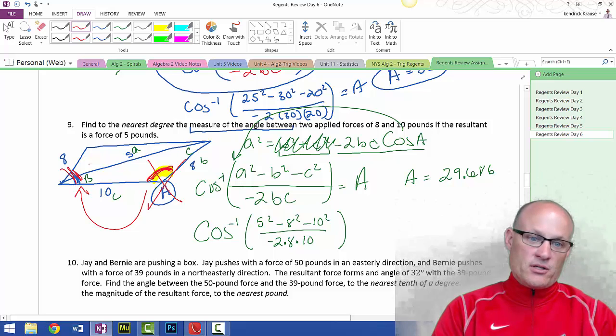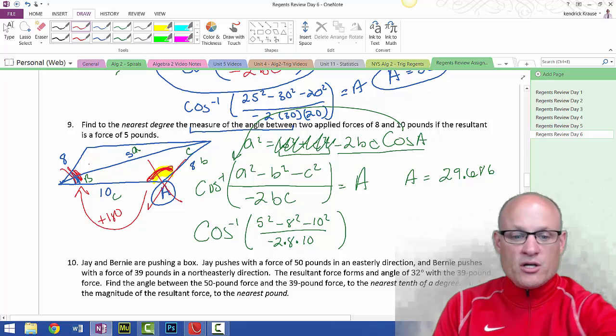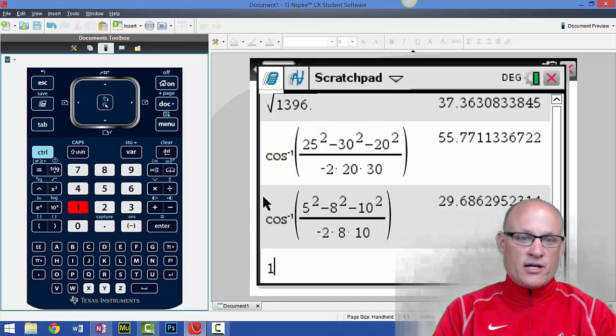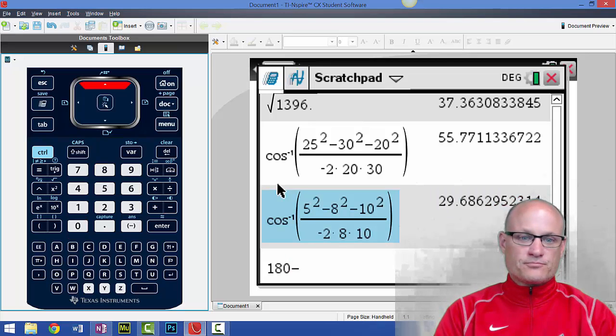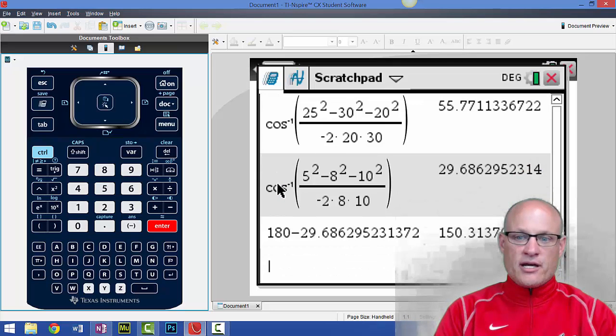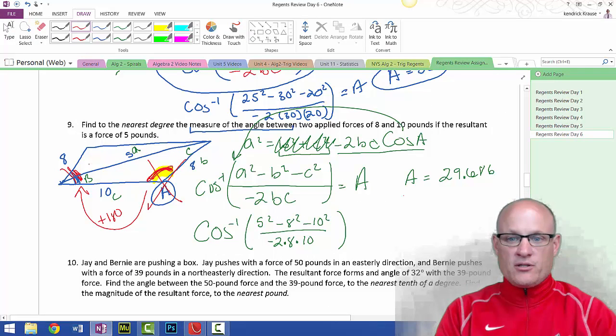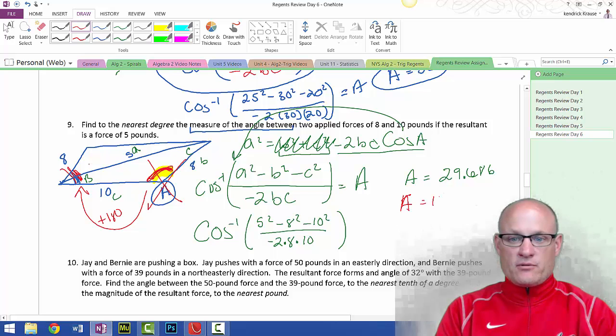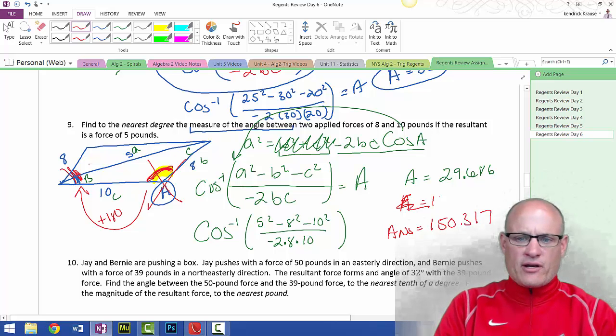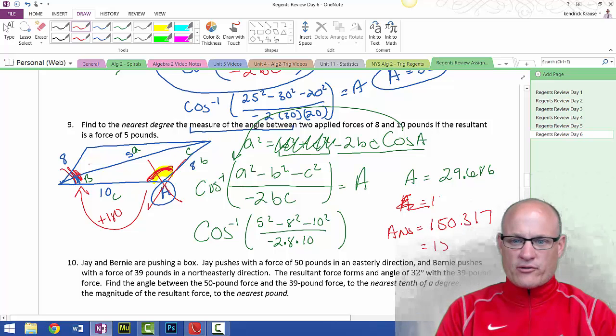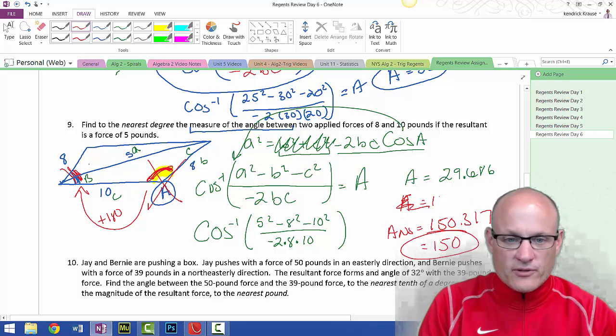Right here. And remember that these have to add to 180. So I'm just going to take 180 and subtract that angle. And I get 150.3137. So the answer, not A, but the answer is 150.317, round to the nearest degree. I don't know why I had these all round to the nearest degree. That's way too easy. There it is, 150.